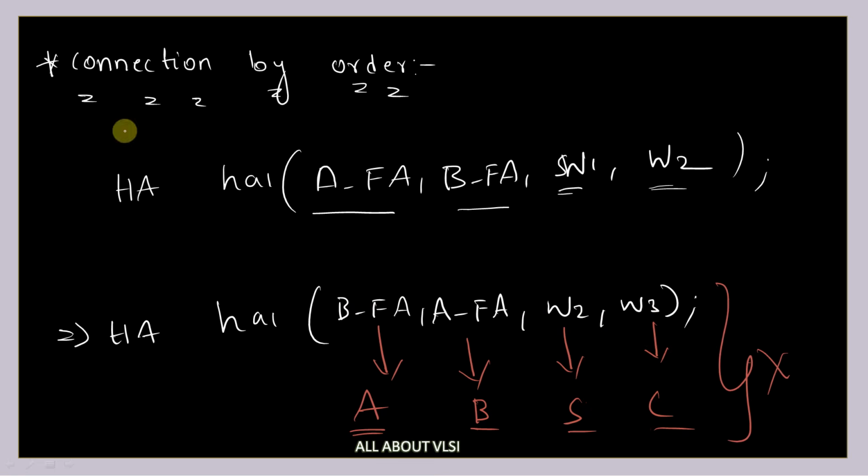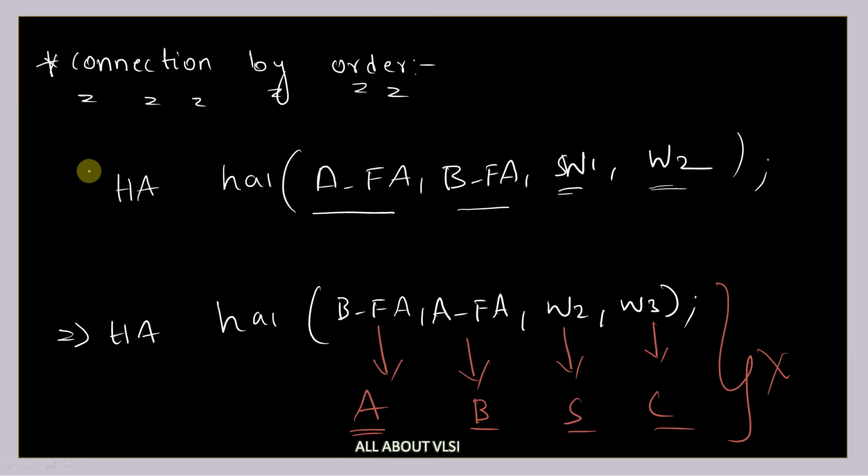So in connection by order, you should be very careful how the order has been declared. Generally there are only 4 ports here, so there will be no confusion. But if you have multiple ports, you should be very careful about the order in which they were declared. Many mistakes happen in connection by order, not at the beginning level, but when you are dealing with more signals, definitely at least 2 to 3 mistakes people will make. So you should be careful in connection by order.